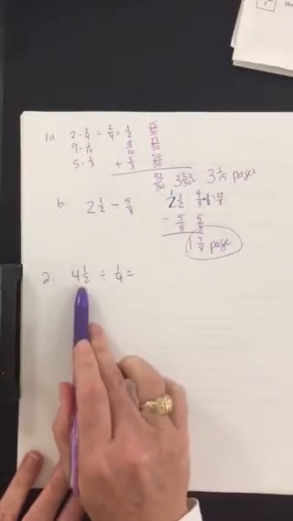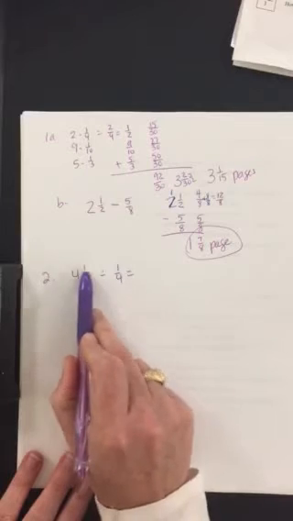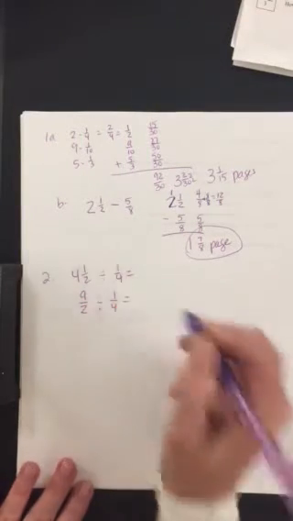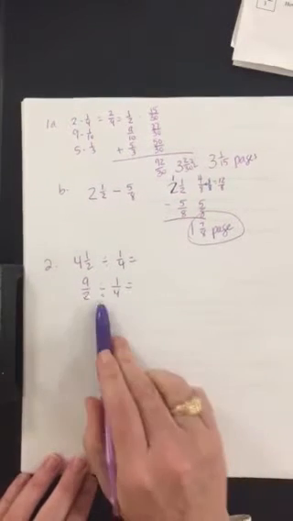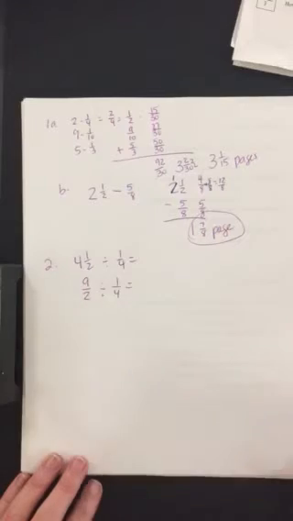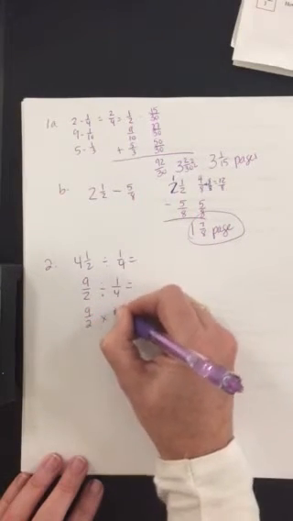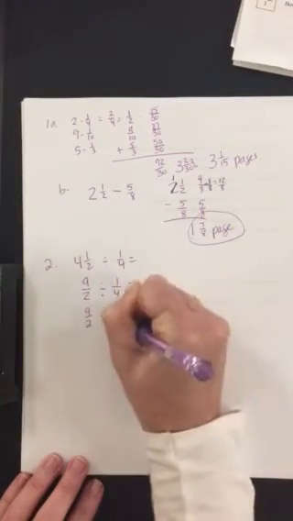When I'm dividing fractions, I have to go ahead and change this to an improper fraction. 2 times 4 is 8 plus 1 is 9 over 2 divided by 1/4. Notice I didn't try to do 2 things at once because that's usually when mistakes happen. When we're dividing fractions, don't ask why. Flip the second one and multiply. So I'm going to flip the second one, 4 over 1, and multiply.